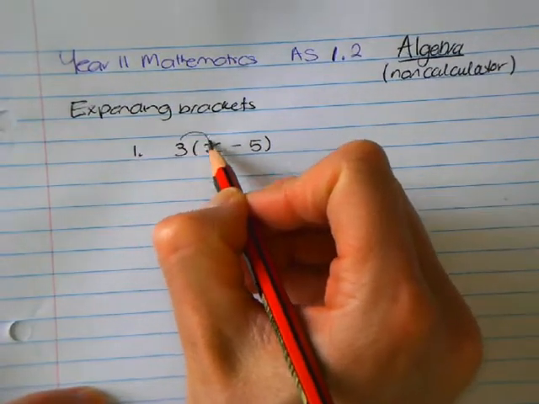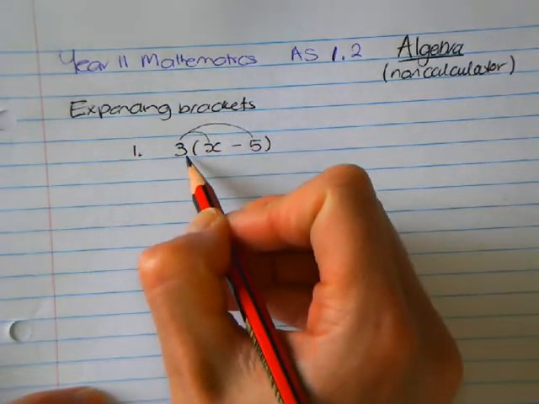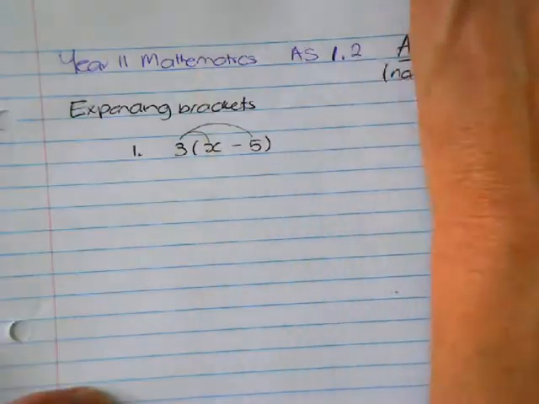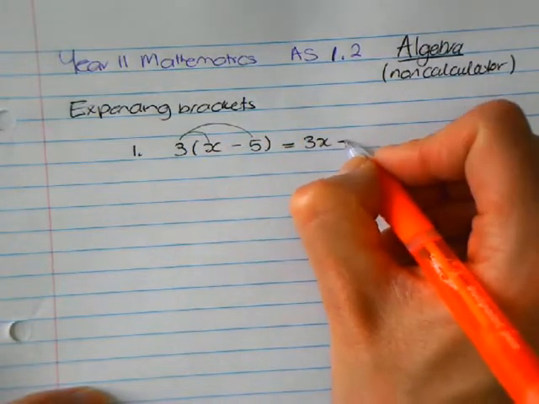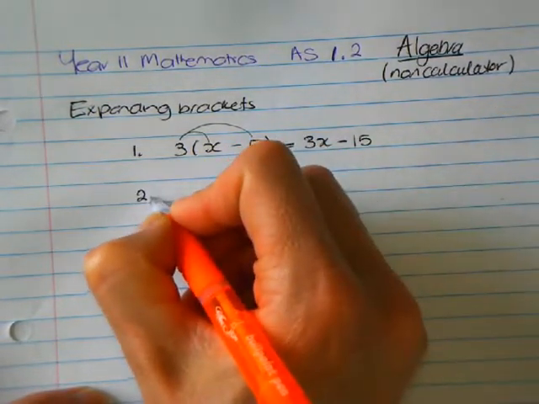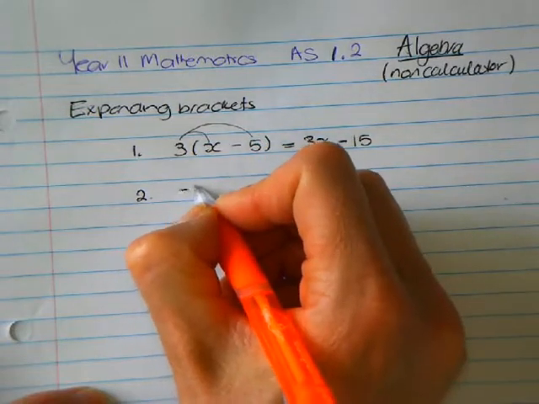This is where we need to think about expanding, or multiplying everything on the inside of the bracket by what's on the outside of the bracket. In this case it is 3. So it's 3 times x equals 3x, and 3 times negative 5 gives me negative 15.